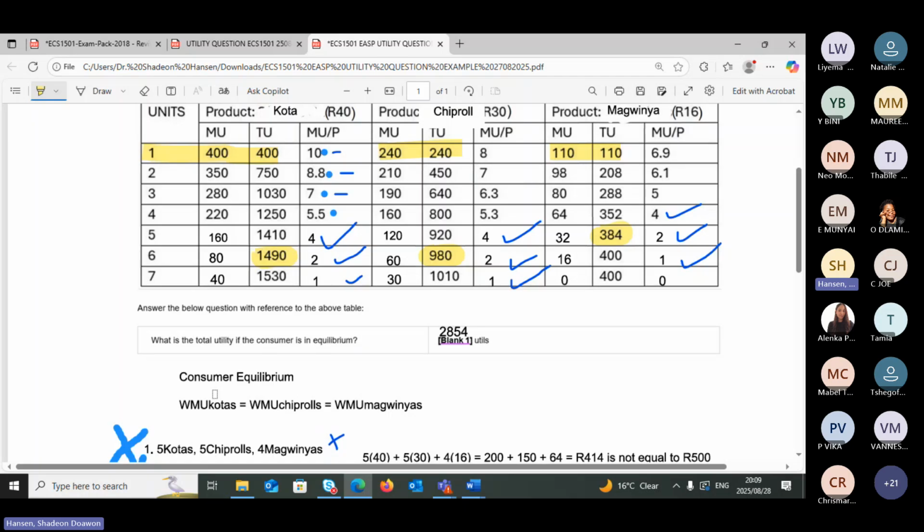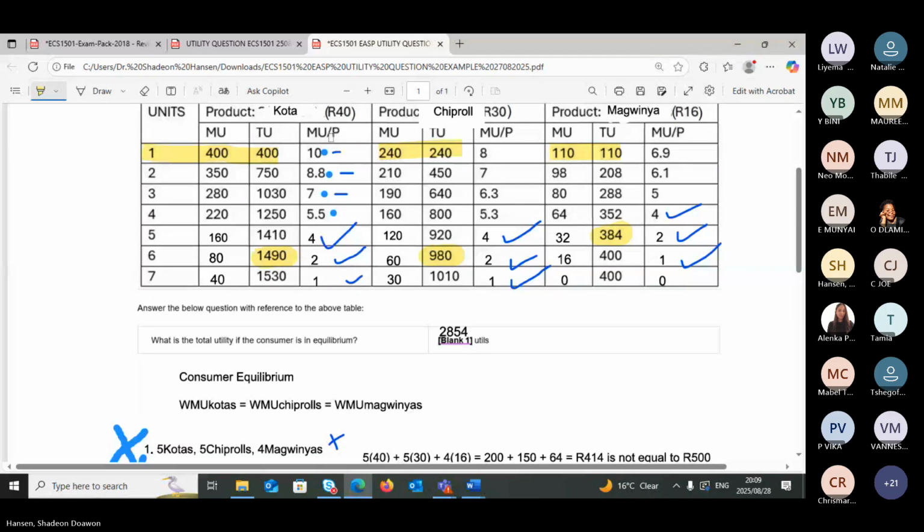So we've tested it now. Before we calculate the total utility at consumer equilibrium, we need to determine what the consumer equilibrium is. Do you see? What we did over here is we looked at the marginal utilities per rand, or the weighted marginal utility. This WMU is the same as the MU over price. Just remember that, because it is also in our notes.